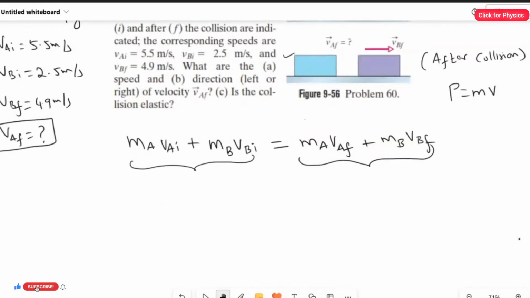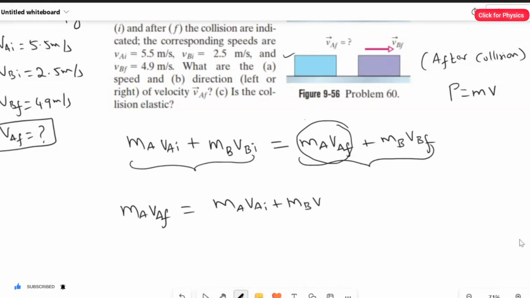First of all, we can rearrange this equation. I am going to keep this term here, and I have to bring this term to the left-hand side. By that, the equation is remodified as MA VAF equal to MA VAI plus MB VBI minus MB VBF, and then we are going to find the answer.